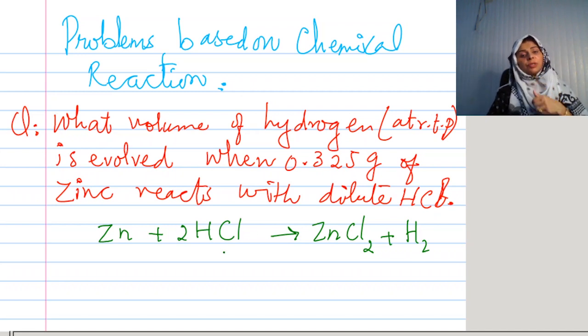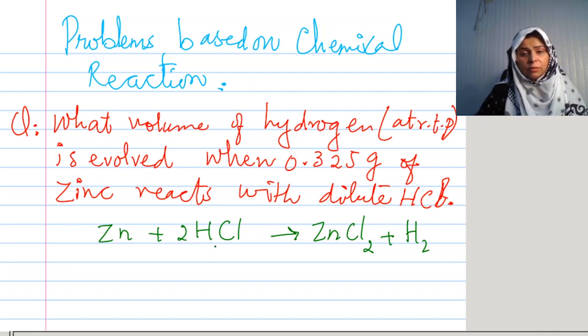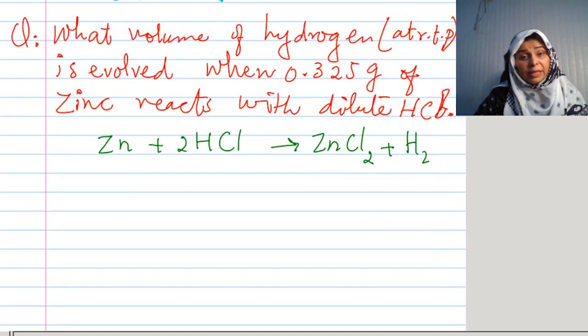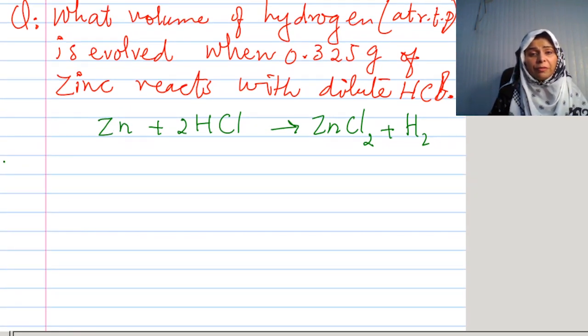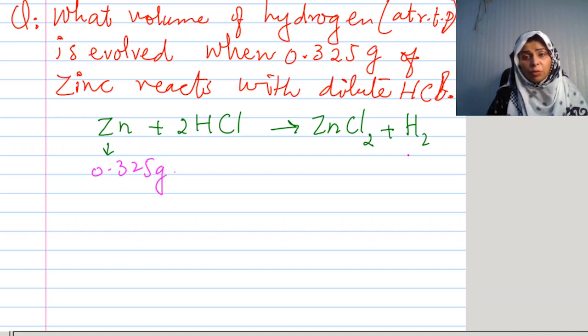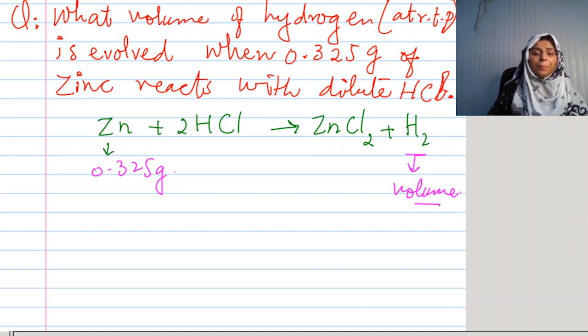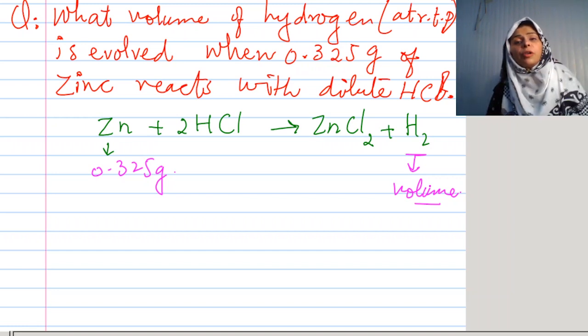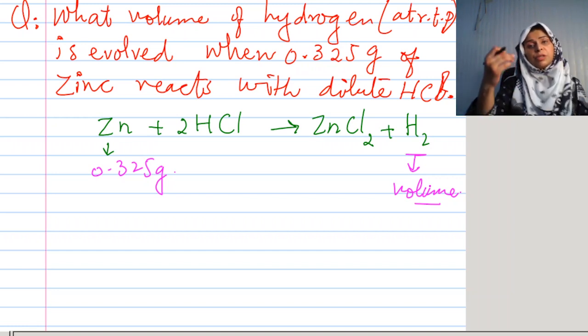So this is how you can solve a question like this. First of all, we will check which data is given to us. The value of zinc is given, that is 0.325 gram. By using this value, we have to calculate the volume of hydrogen. Up till now, we know two formulas for the calculation of moles and the calculation of volume.